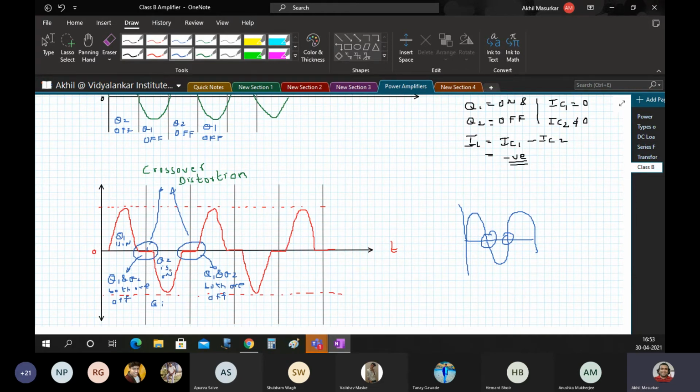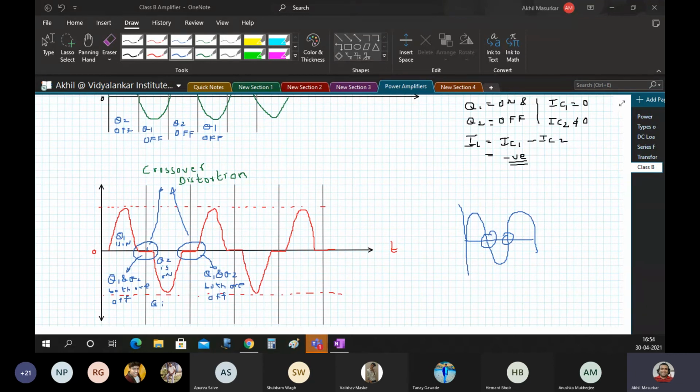Since the power transistor itself needs 0.7 to 1 volt to turn on, at zero crossing the output current waveform distortion occurs. Somebody may ask you in the oral, what is crossover distortion? You must say the zero crossing output current waveform distortion is called the crossover distortion.